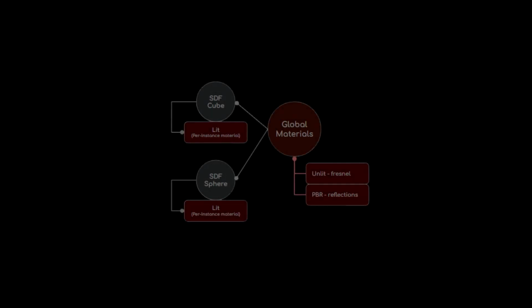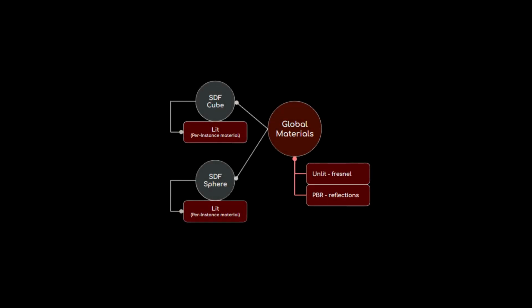Raymarcher has its own material pipeline that works and handles data in a specific way. Materials in Raymarcher inherit from scriptable object, allowing you to create as many material instances as you wish. The Raymarcher's material pipeline is divided into two major categories.